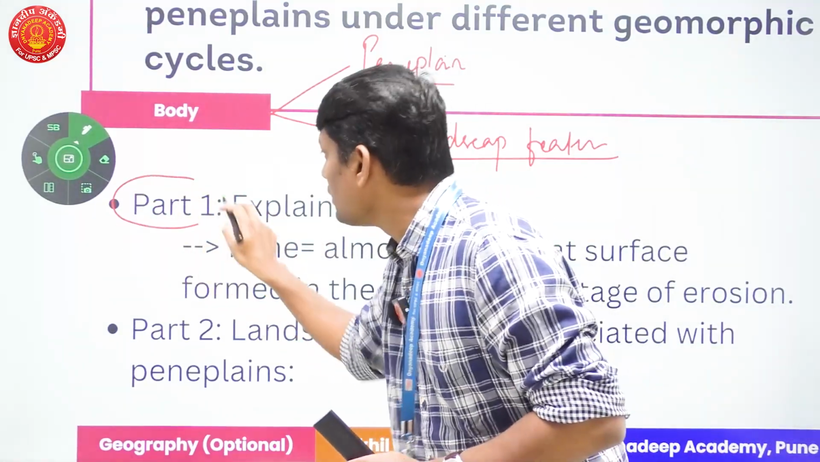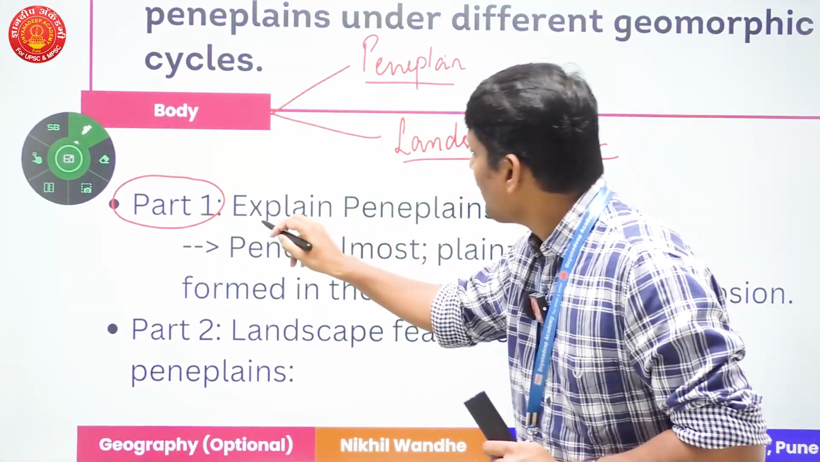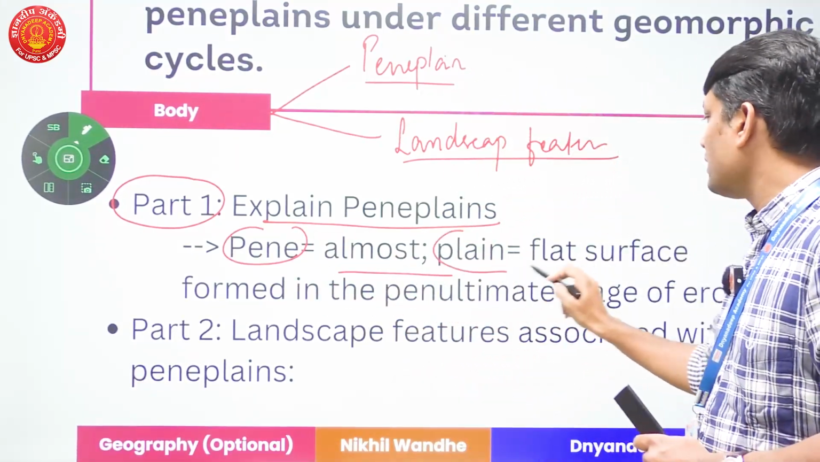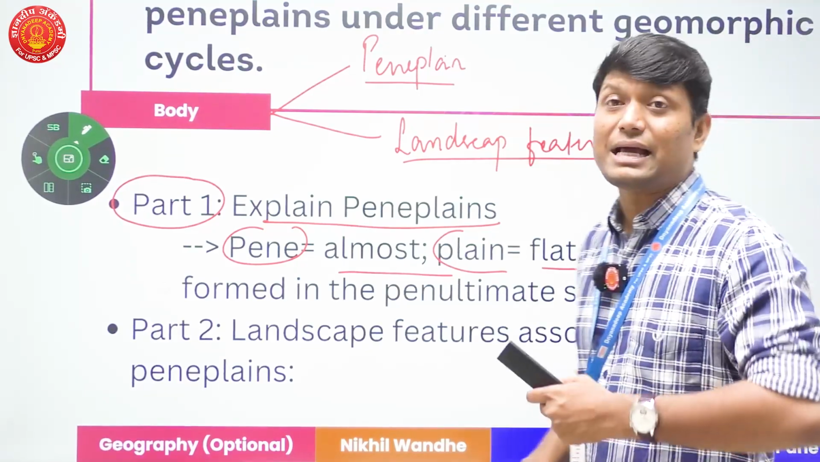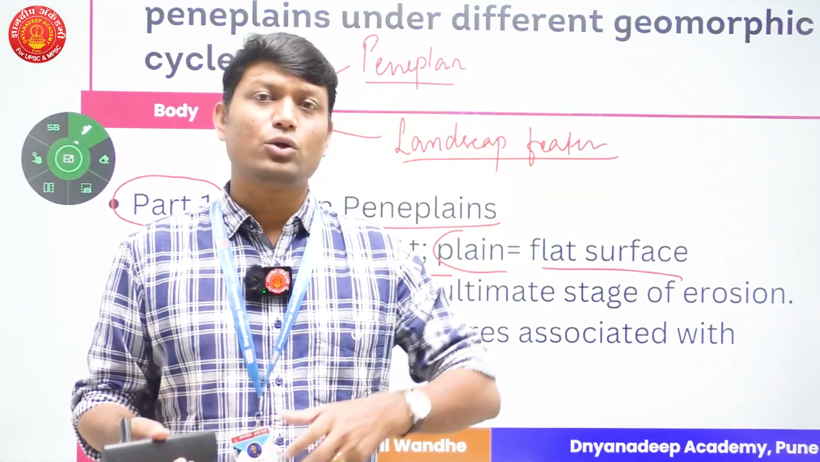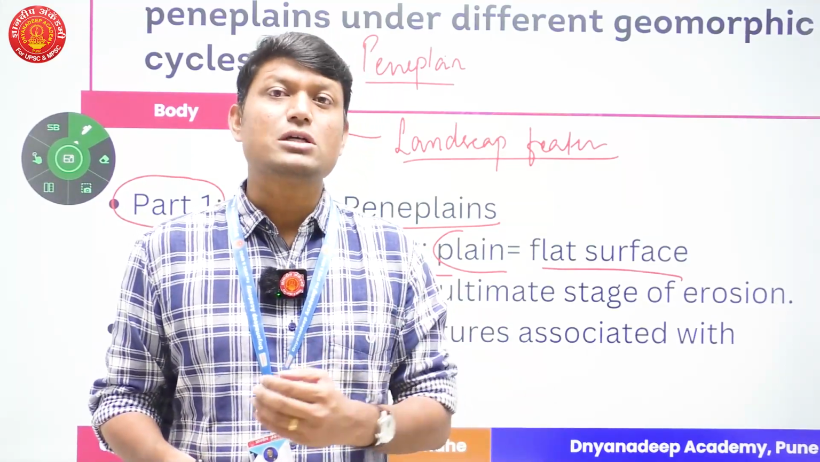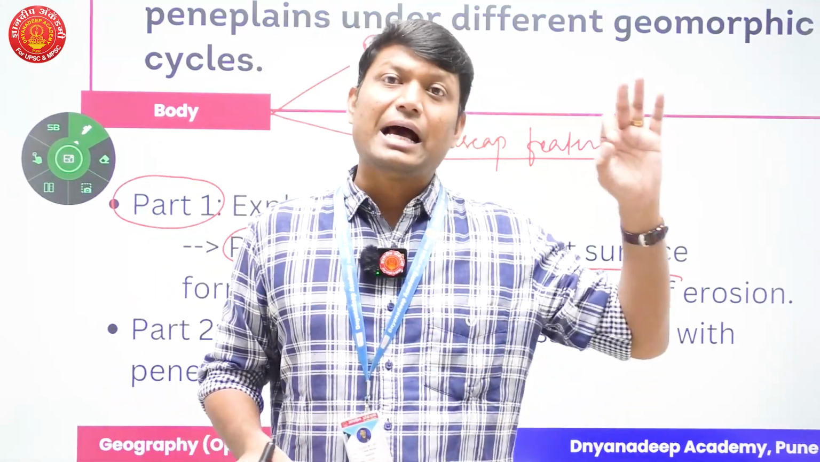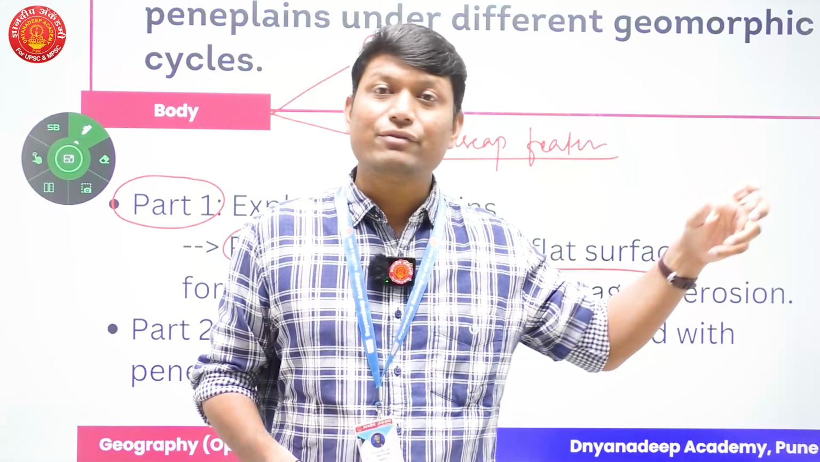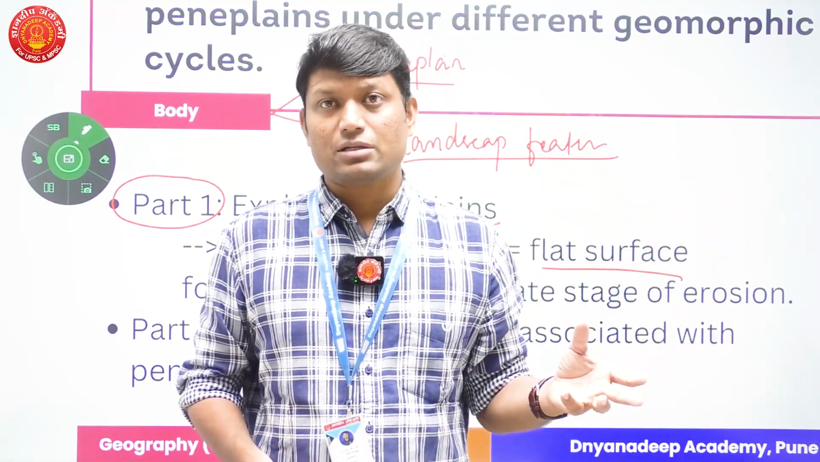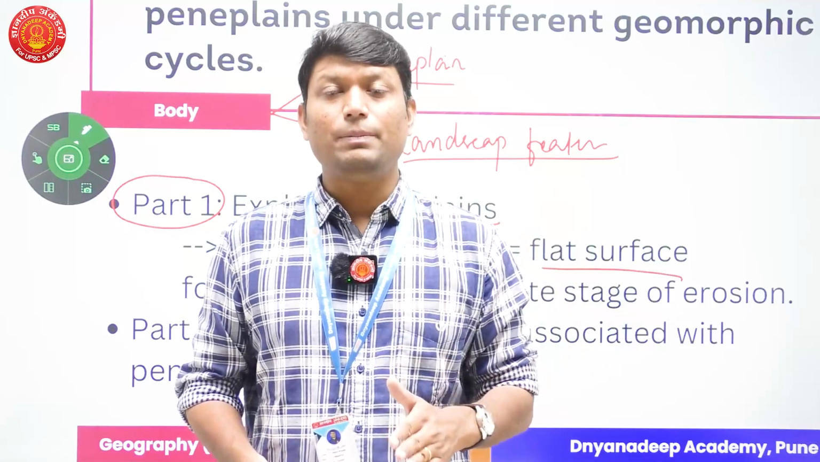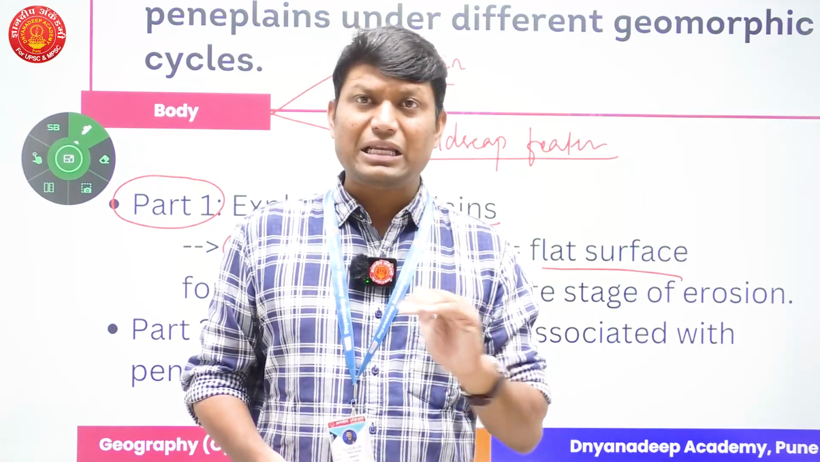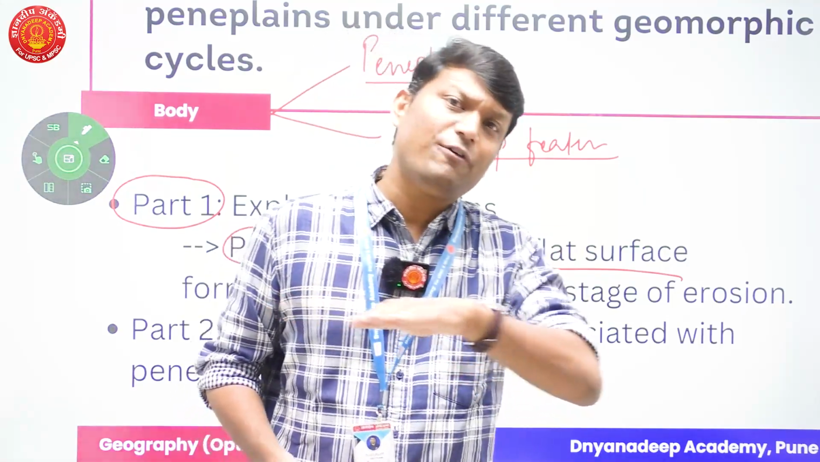Now, when it comes to part 1, I am going to explain peneplains. What is a peneplain? Pene means almost, plain is a flat surface. Why are we calling it a peneplain? We call a particular erosional surface a peneplain because it is almost plain, but it is not a completely flat surface as we have in depositional surfaces. If you take the example of a depositional plain, formed by deposition of alluvium or any other sediment, it will be a very flat plain.